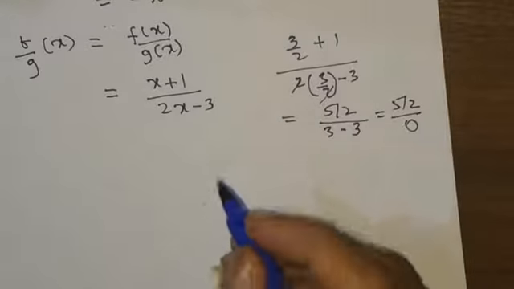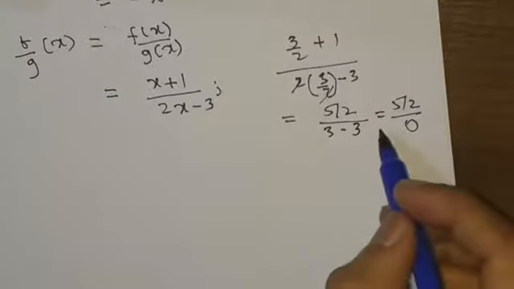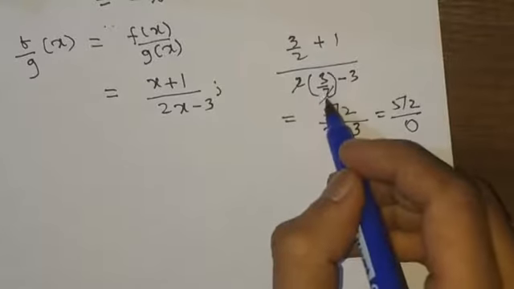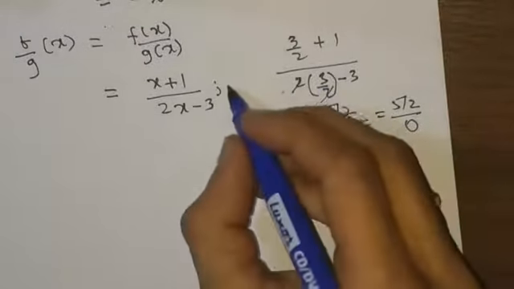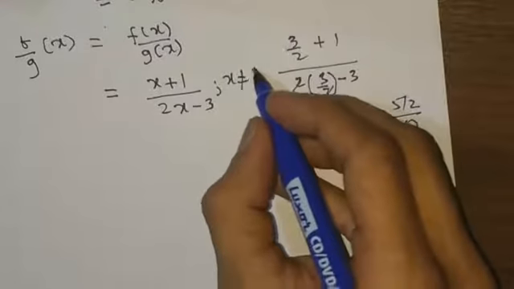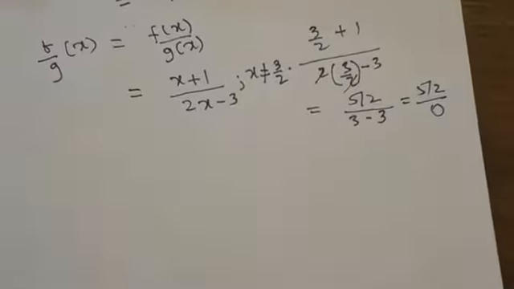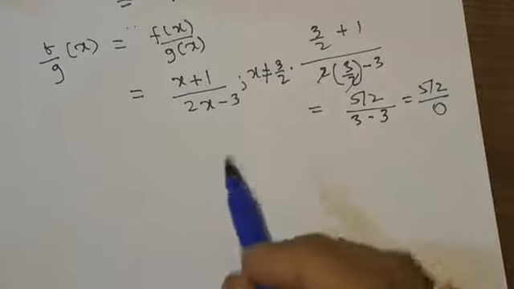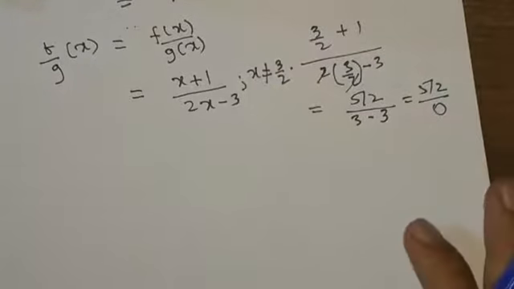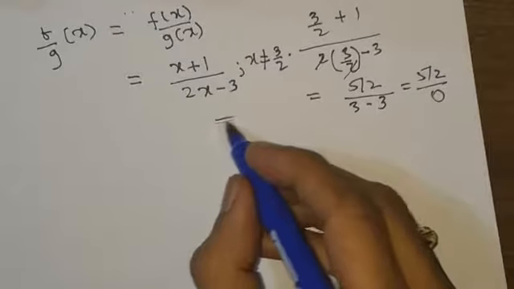So you get 0 in the denominator, which is not defined. So we have to take all x, but x should not be equal to 3/2, because if you take 3/2, the denominator becomes 0. So (f / g)(x) will be (x + 1) / (2x - 3), and x is not equal to 3/2. That was problem number 7.